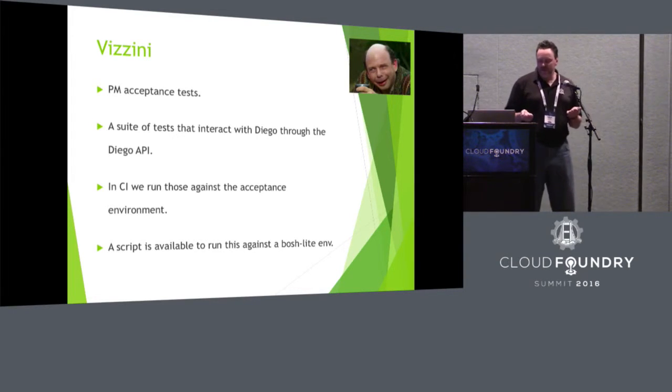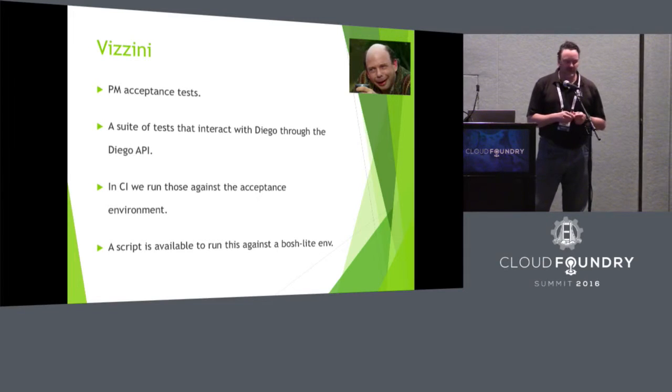Now we usually run that in CI against the acceptance environment, but we do now have scripts in our Diego release to be able to run that against, say, a Bosh Lite environment in development, so we can also run those there, or generate a Bosh deployment so we can run it as an errand in any Diego development.